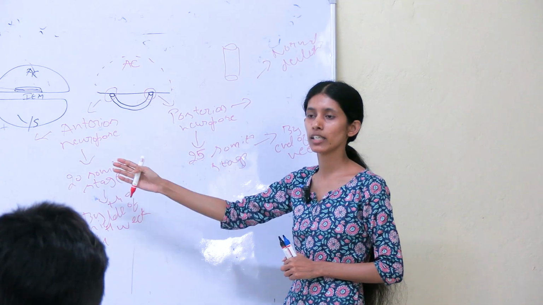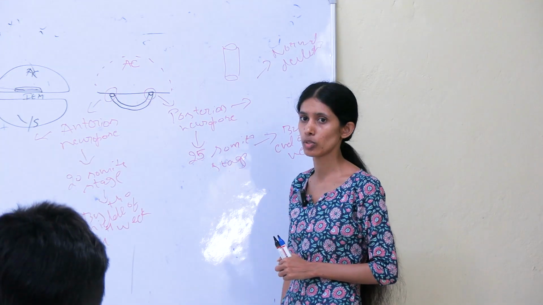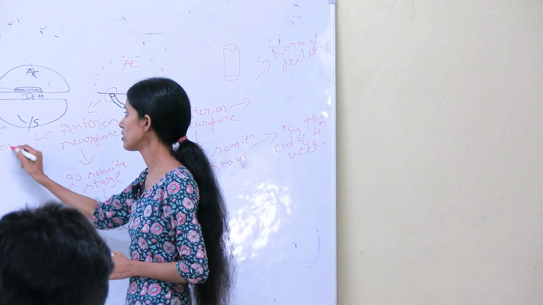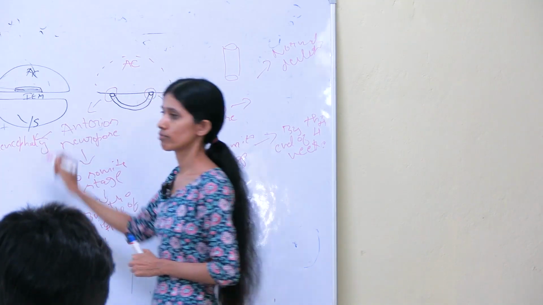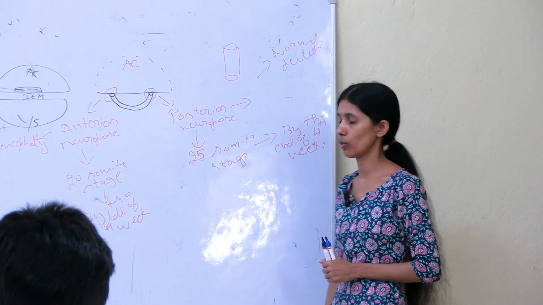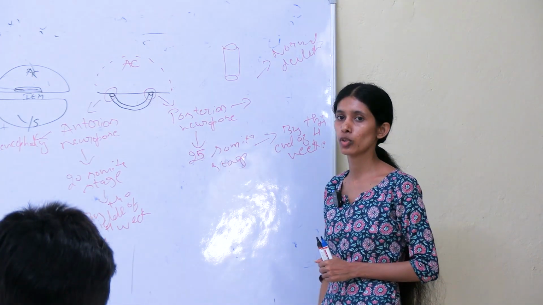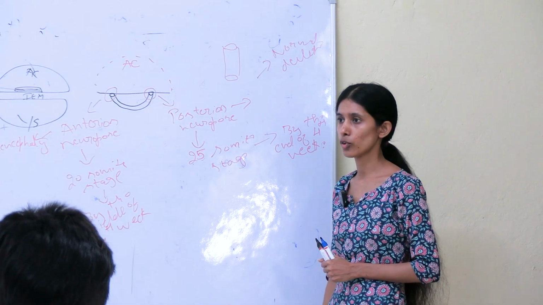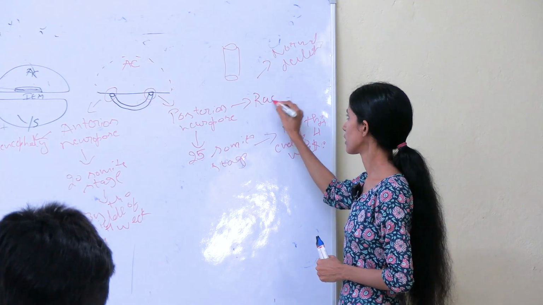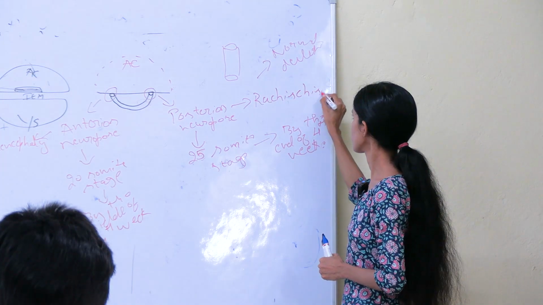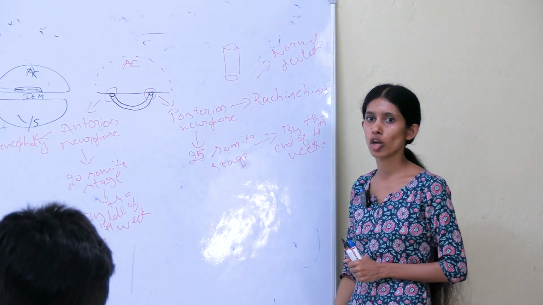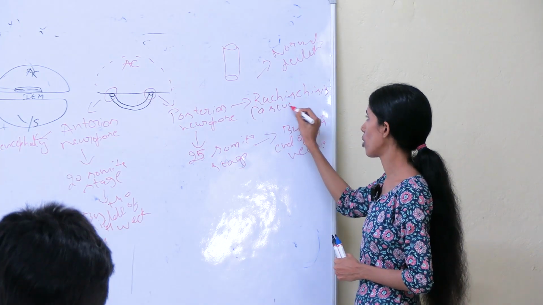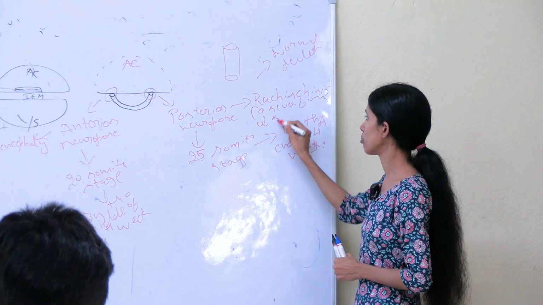If your anterior neuropore fails to close by the end of the 4th week, it will lead to a clinical condition called anencephaly. And if your posterior neuropore fails to close by the end of the 4th week, it will lead to a condition called Rachischisis, also pronounced as Rachischisis. It is one of the severe forms of Spina Bifida.